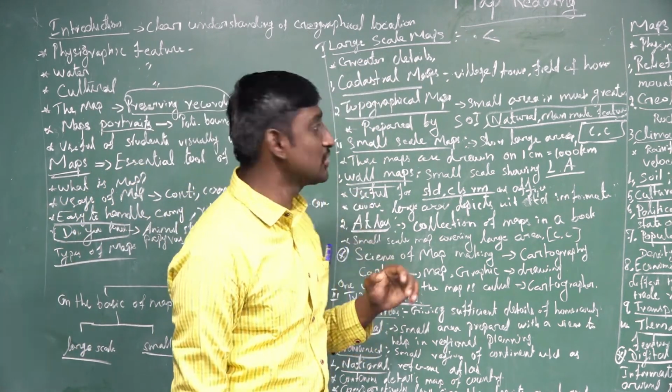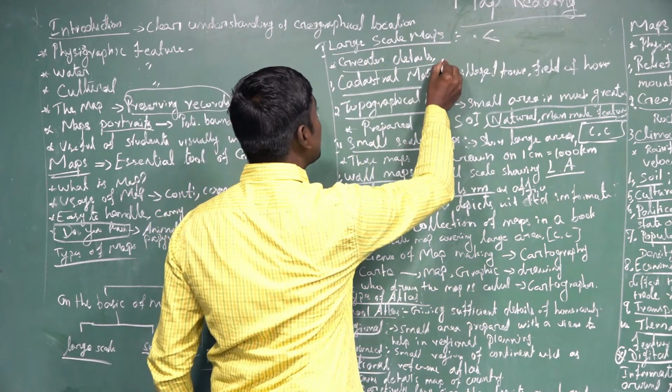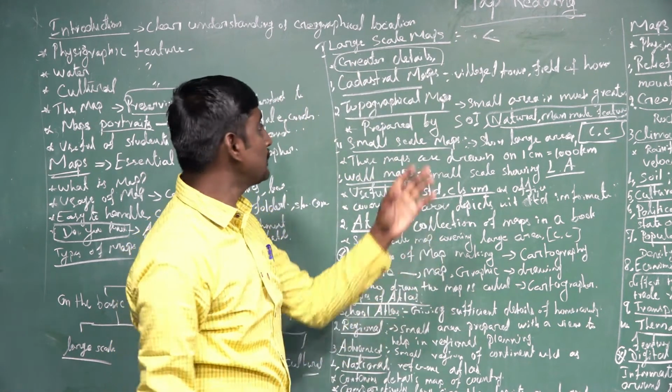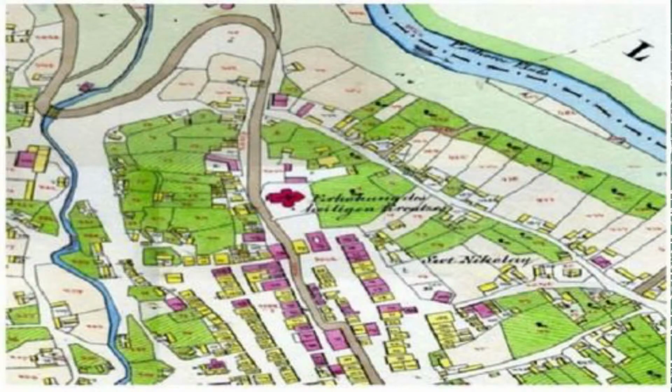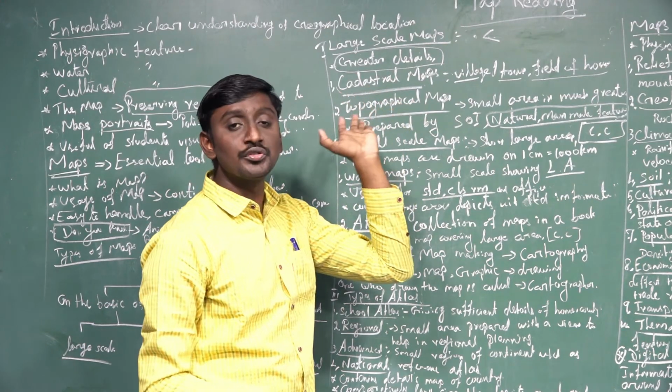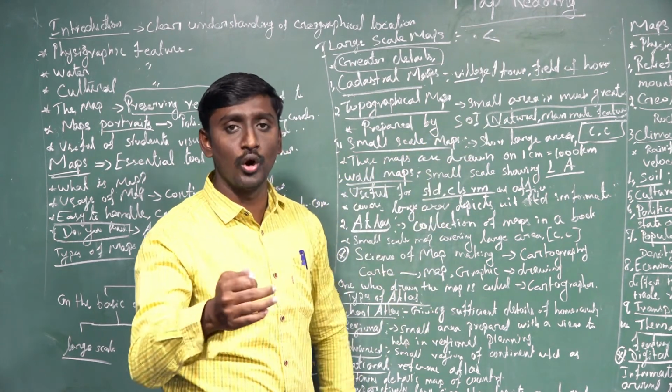A large scale map shows a small place in greater detail. One particular place shown in greater detail, with more information, is called a large scale map. And the next one, the cadastral map. A cadastral map is a map showing villages and towns and the fields and house sites.